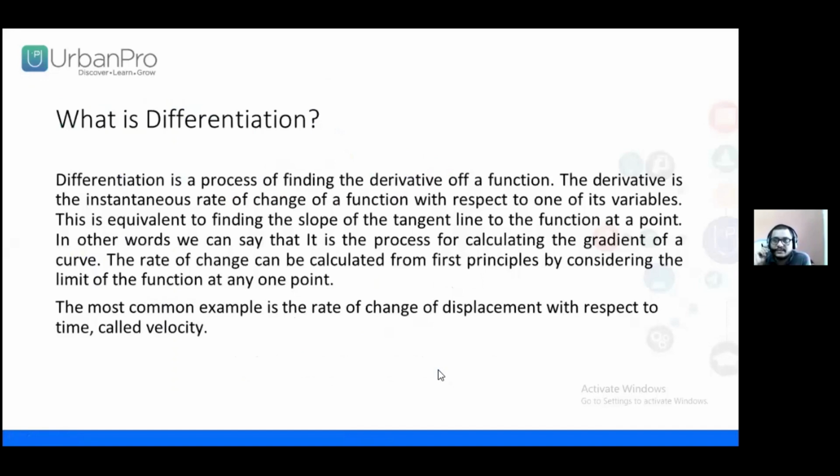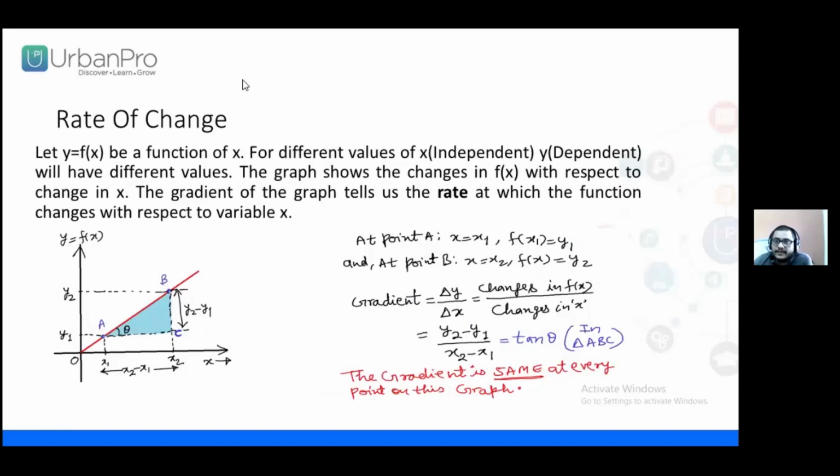Differentiation basically tells us how the function behaves with respect to the independent variable. Any function, say f(x), is a function of x. So here x is an independent variable, and for different values of x, we will have different values of f(x). So if we change x, the function f(x) will change. So we have to find the rate of change of that function with respect to change in the independent variable. So this is the differentiation. After that, we have to find the rate of change.